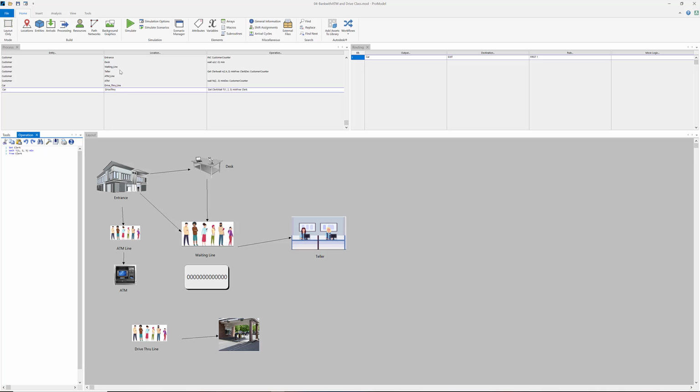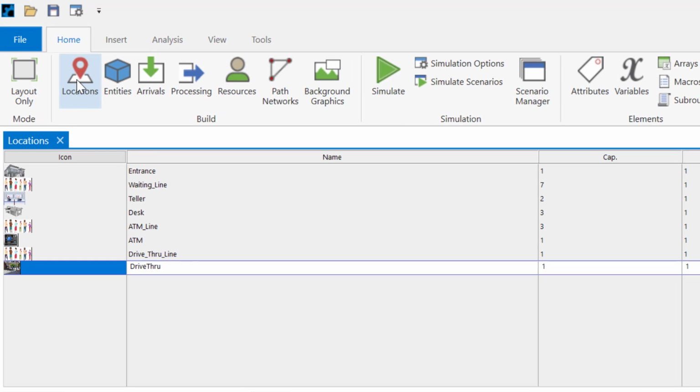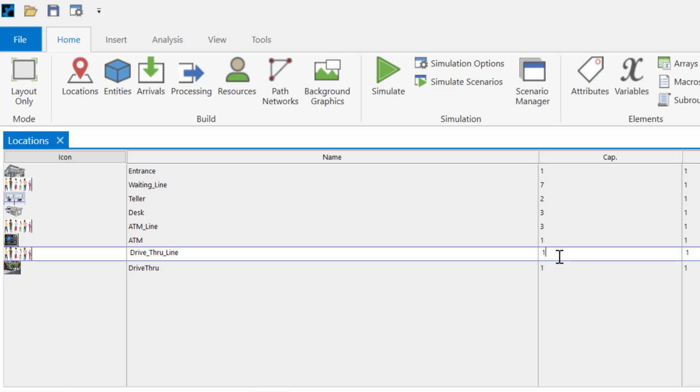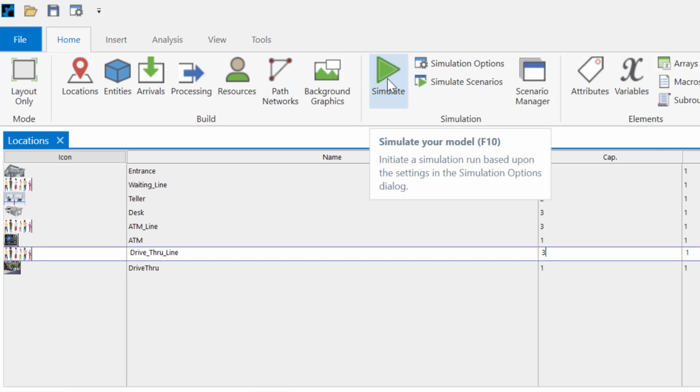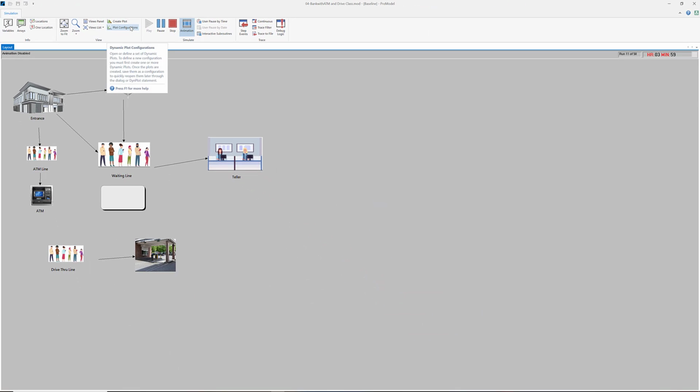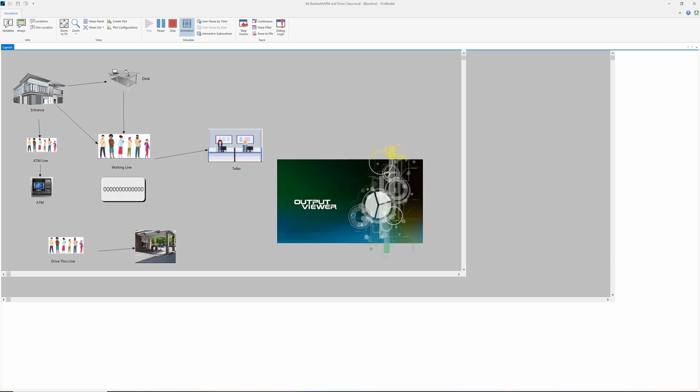So drive through line location, drive through line. Yeah, so that should be three. So now I have to simulate again. Okay.